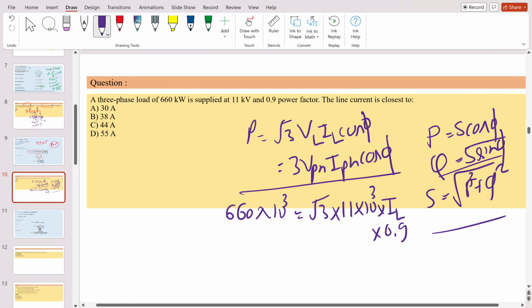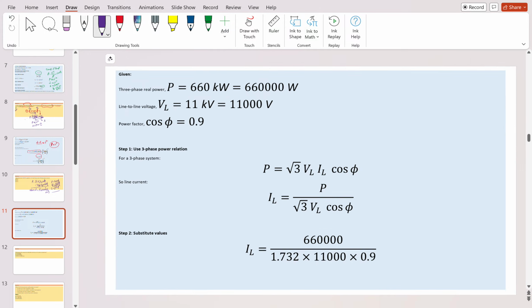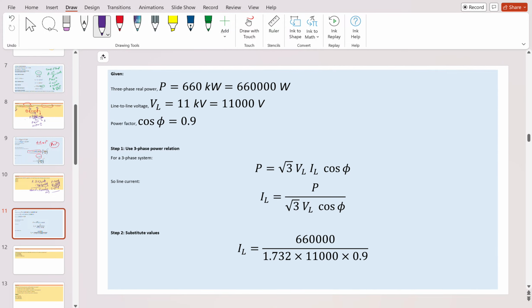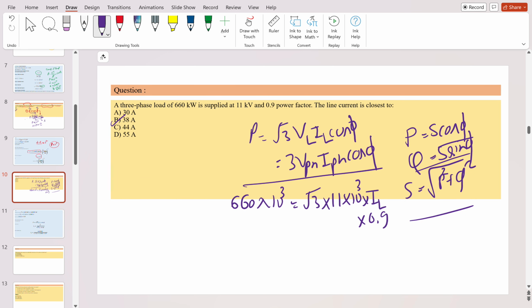And when you try to solve, it will come out to be how much? I think option B you already gave. So 38 amps it will come. Okay, so this is just a basic formula, but it is important to understand.